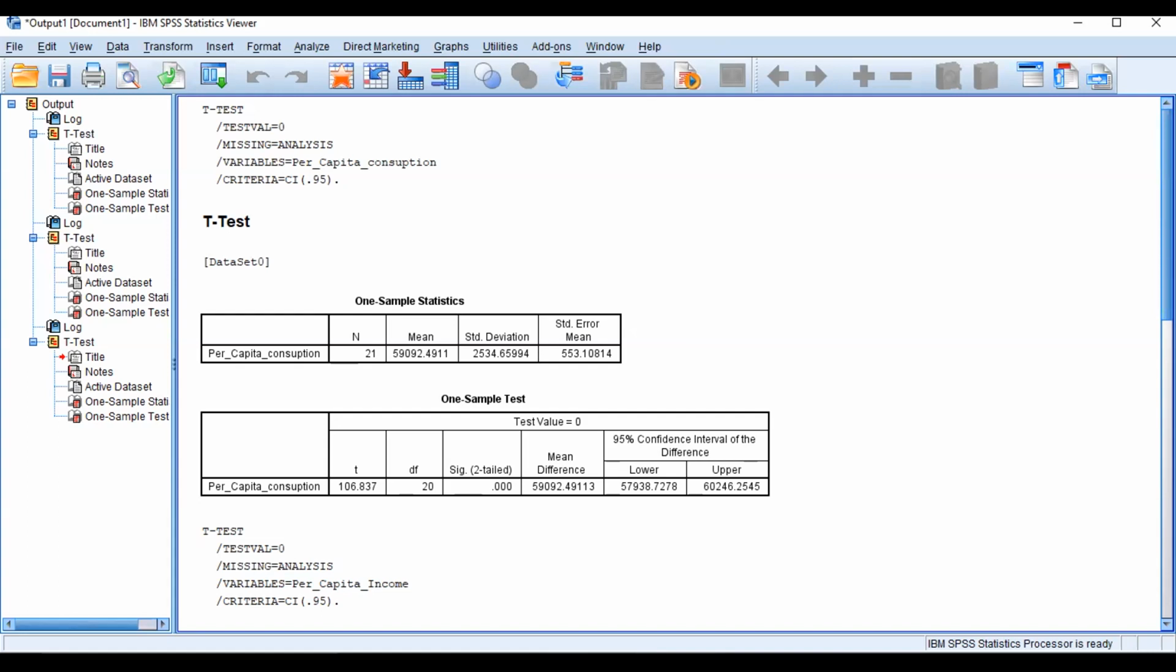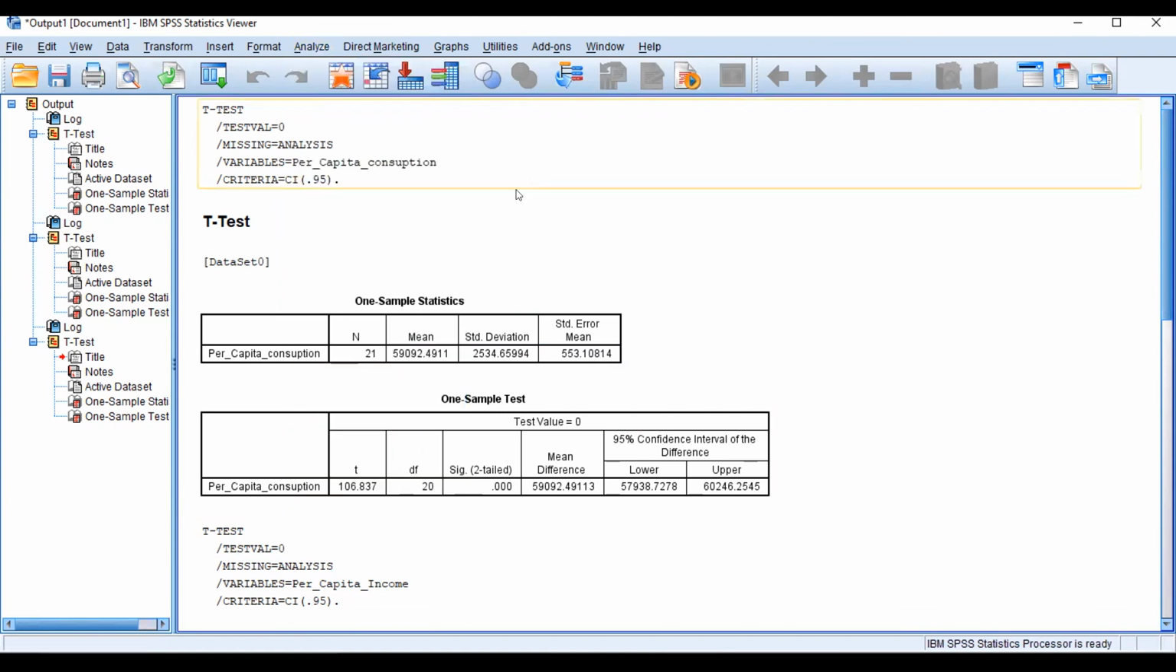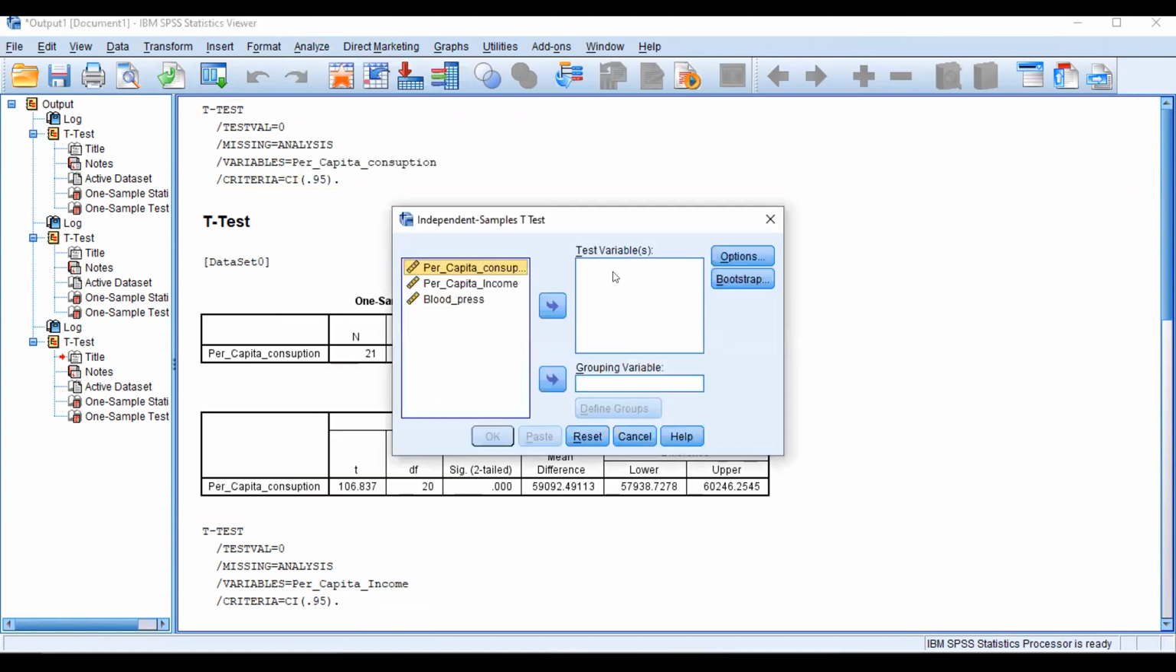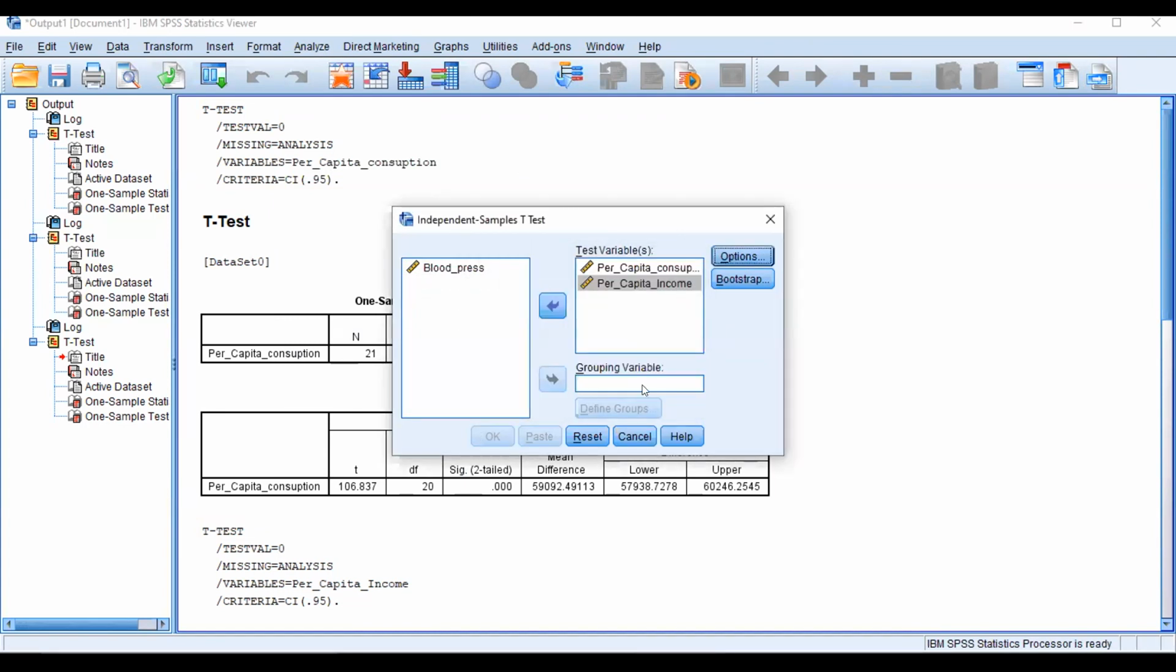In a different one, as the name suggests, in Analyze, I think the screen is still visible, I didn't stop this, so you can see here one sample t-test, independent sample t-test. Here, test variable. Suppose they are both different kinds of groups. Grouping variable, which just differentiates. I'm just giving you an example.